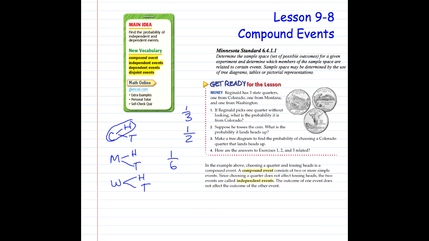How are the answers to exercise 1, 2, and 3 related? Well, if you look at it, these 2 answers, when you multiply them together, you get this answer.